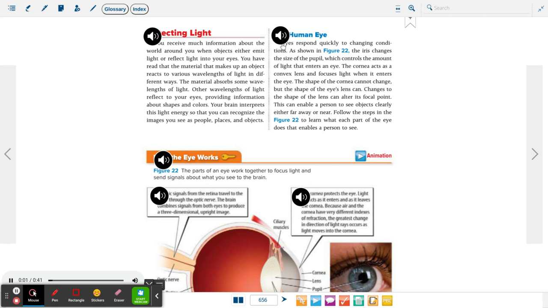The human eye. Eyes respond quickly to changing conditions. As shown in Figure 22, the iris changes the size of the pupil, which controls the amount of light that enters the eye. The cornea acts as a convex lens and focuses light when it enters the eye. The shape of the cornea cannot change, but the shape of the eye's lens can. Changes to the shape of the lens can alter its focal point. This can enable a person to see objects clearly, either far away or near. Follow the steps in Figure 22 to learn what each part of the eye does that enables a person to see.